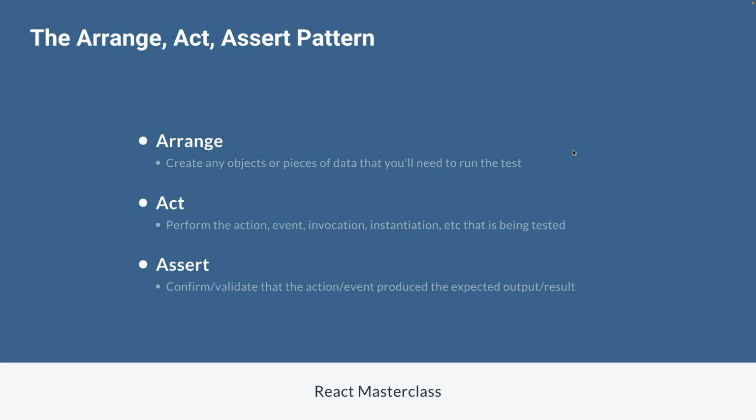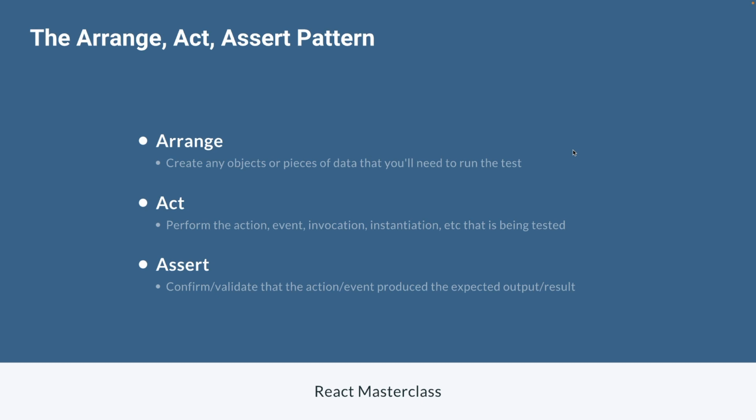The arrange phase is where we basically arrange whatever we need in order for the test to run. So we create our objects or any other pieces of data like arrays or strings, whatever we need in order to run the test. Then the act phase is where we actually perform the event that we want to test, the action or the invocation, the instantiation, the method call, the function execution. Whatever it is that is being tested is what we call the act phase of this testing pattern.